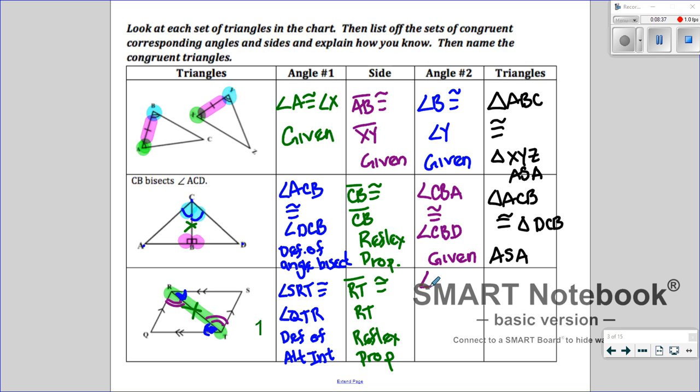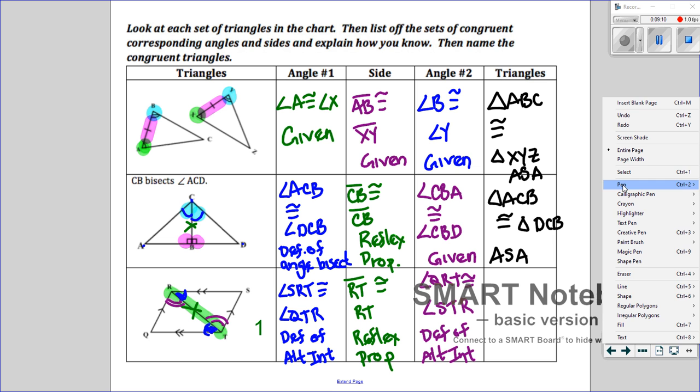So we got angle QRT is congruent to angle STR. And it's because, again, the definition of alternate interior. That's all you would need to put. So anytime you have two lines that are parallel to each other and there's a transversal cutting through them, especially when you have to prove triangles, it's always going to be because of the definition of alternate interior.